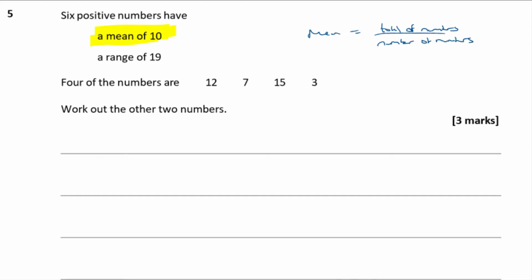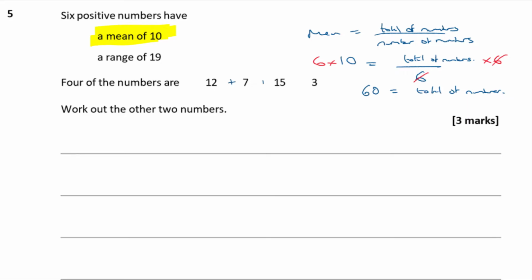Now I know that the number of numbers is 6. The total of numbers I don't know, but I know the mean is 10. So I can work out the total of numbers by multiplying through by 6. If I multiply both sides by 6, I'm going to get 60 is equal to the total of all the numbers, because they're going to cancel, leaving total of numbers on the right. So that means my numbers add up to 60.